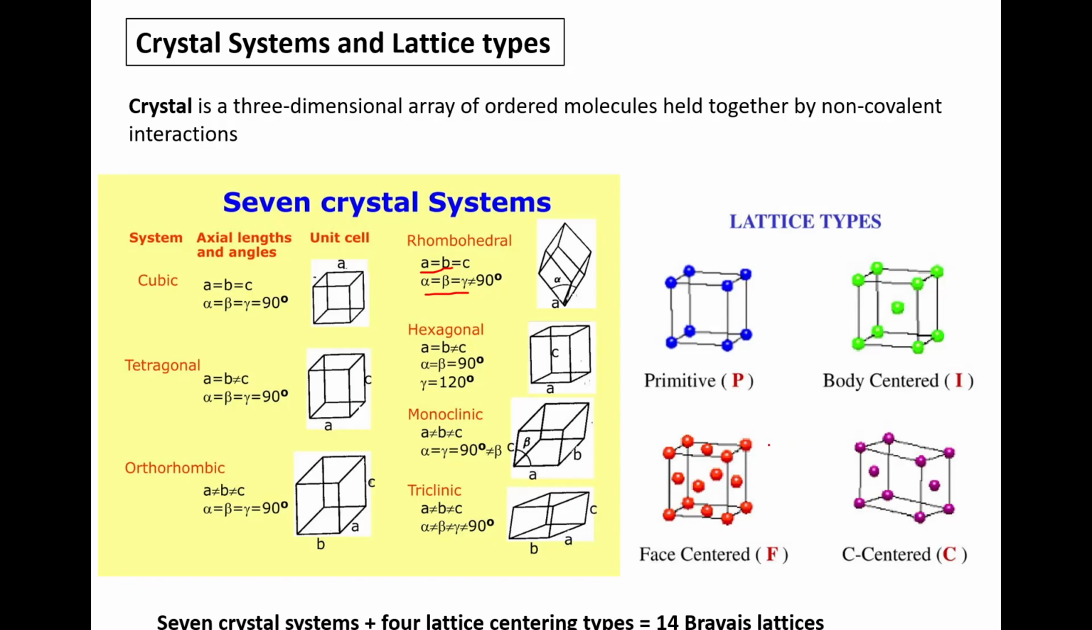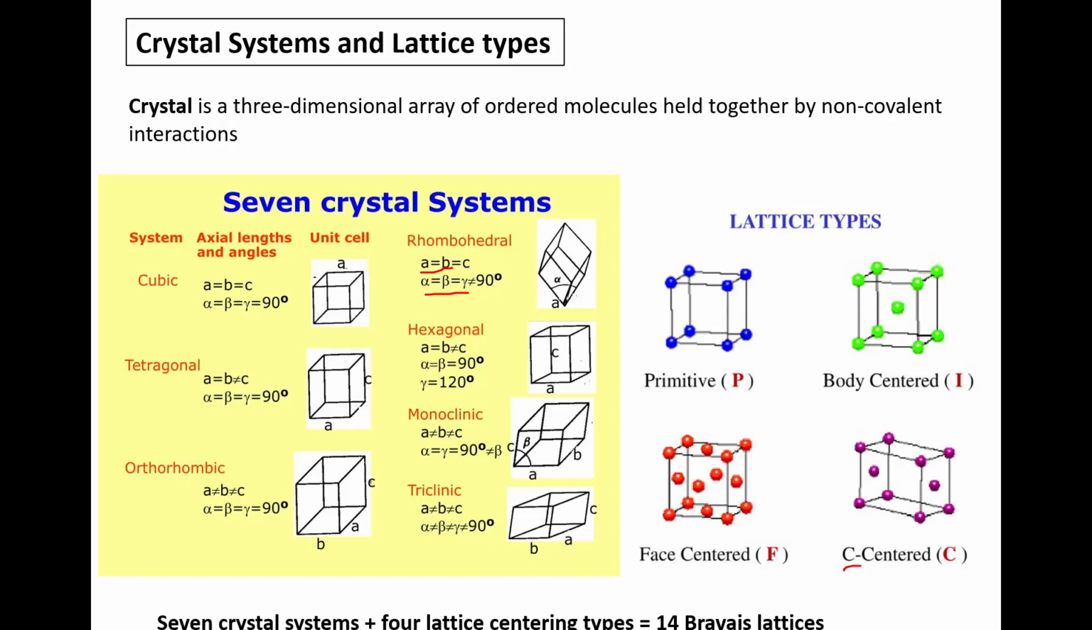Then again you have this C centered. So in the C centered you have what? You have eight atoms, and in two planes you have two atoms present, right? So C centered means that these two atoms will be present in between the AB plane.